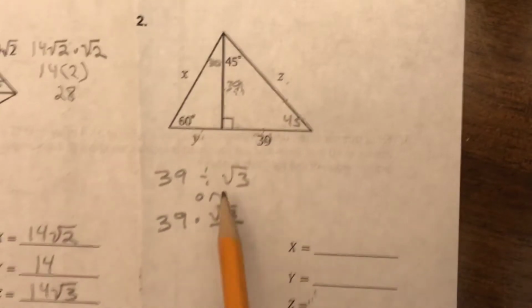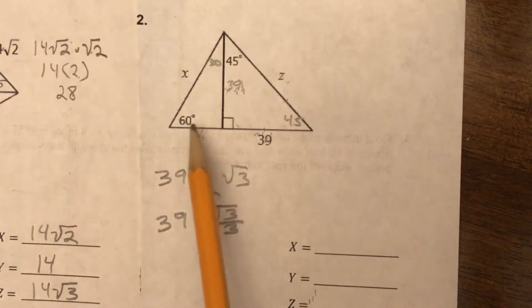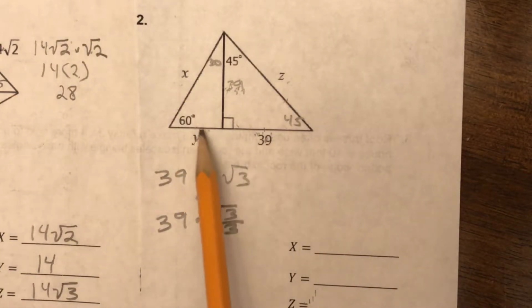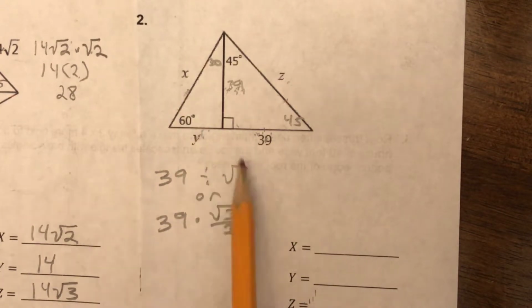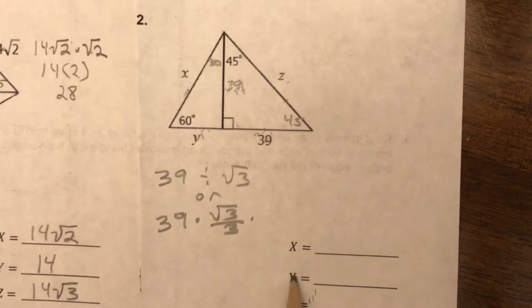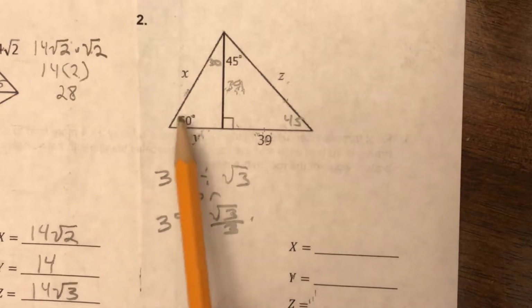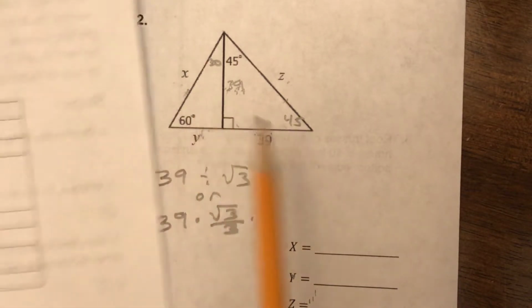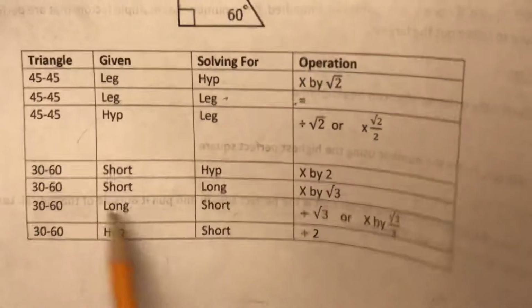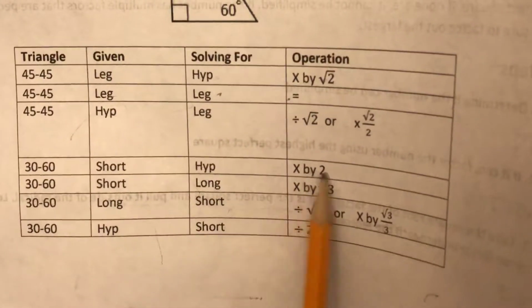Now, once you get that answer, remember the relationship between the short side and the hypotenuse. This is twice as long as this. So whatever answer you get here for y, you're going to multiply it by 2, since it's twice as long. So 30-60-90, given the short leg, find the hypotenuse, multiply by 2.